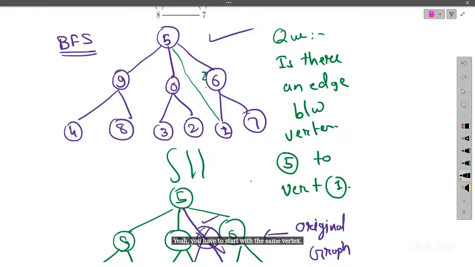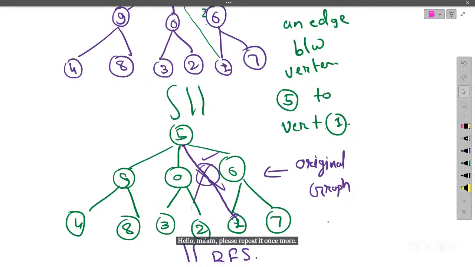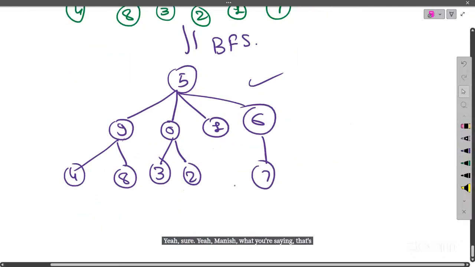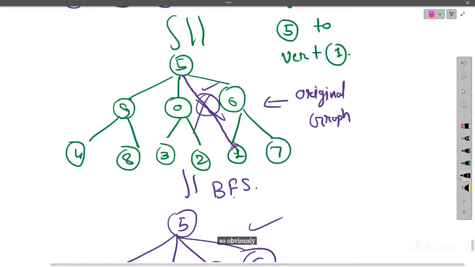Ma'am, the starting vertex is already mentioned. You're proving that it is wrong, then it will become the original one. Is it right? Please repeat it once more. Yes, Manish, what you're saying is right, because it's not a BFS tree which is given to us. So obviously, if there is an edge, then the BFS tree will be different.